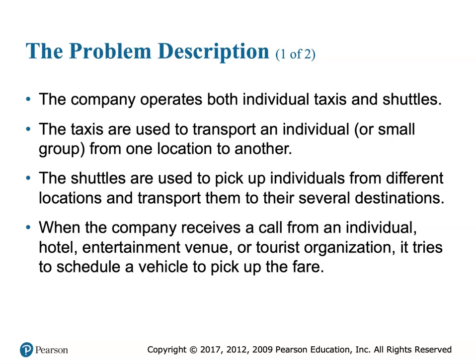Okay, so for unnamed taxi company, the company operates both individual taxis, assume one passenger or family group, and shuttles, which would be multiple family groups. The taxis are used to transport an individual or a small group from one location to another. So they have a pickup and a destination, and that's it. The shuttles are used to pick up several individuals from different locations and transport them to several destinations.